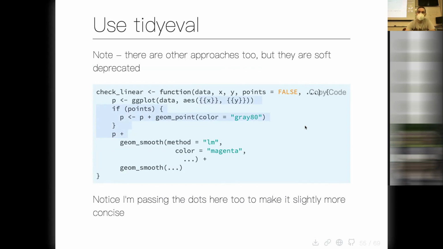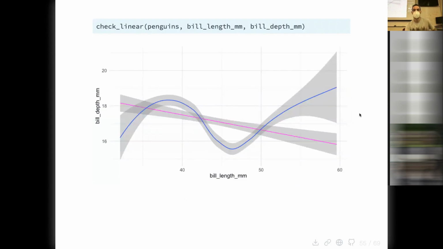In this case, I also did a few other things. I just said geom_smooth, and then I passed the dots here and here, right? So that in the function up here, it's data, x, y, and then points equals FALSE, and then it's just the dots, which means any additional arguments passed to geom_smooth, including standard error. So the standard error is TRUE by default. By just passing the dots, we get that, but we also get other things that we might care about in there. Okay, so now we do check_linear penguins, bill length, bill depth, it works.